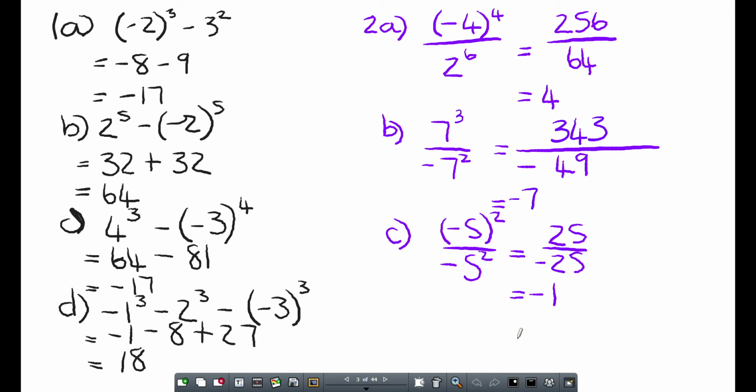At number 1, it says calculate. So the first thing that I have to do is get rid of that bracket. So minus 2 to the power of 3 would give you minus 8. And the 3 to the power of 2 would give you 9. And minus 8 minus 9 gave you minus 17. Okay, so quickly mark there.